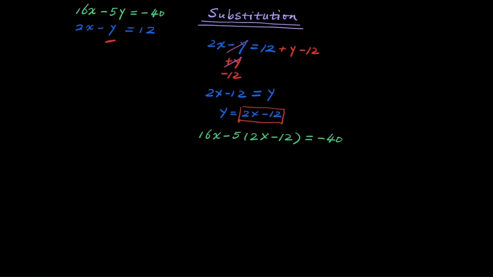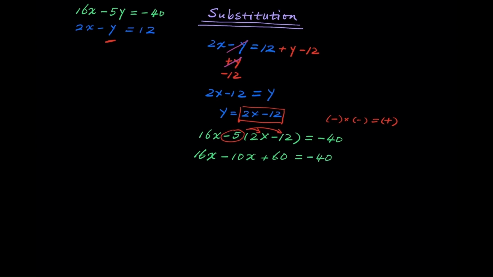To solve for x, the first step is to distribute this negative 5 across the parentheses. So the first term is still 16x. Then we distribute the negative 5 to each term in the parentheses. So negative 5 multiplied by 2x is negative 10x. And negative 5 multiplied by negative 12 is positive 60, right? A negative number multiplied by another negative number gives us a positive number. So it's positive 60. And on the right side, we have negative 40.